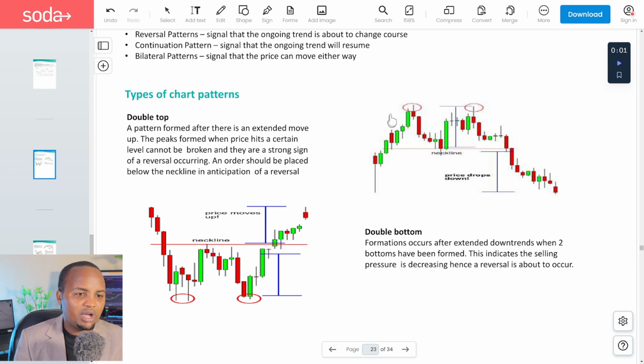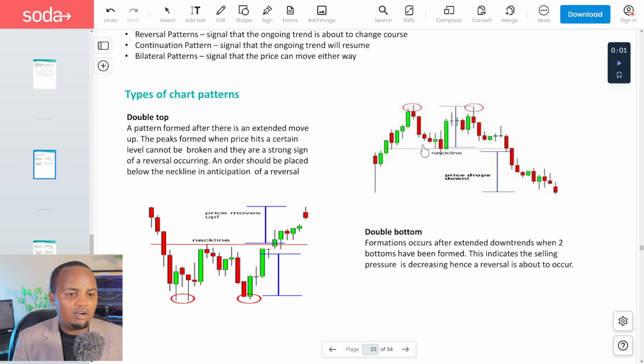For example, you can see this market was heading up like this, and then it hit this level, and the market reversed back and broke this. So we have this market moving all the way here, reversing from this position and hitting this, and so on.